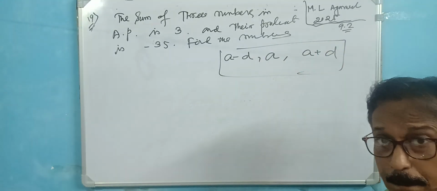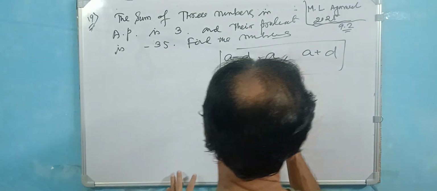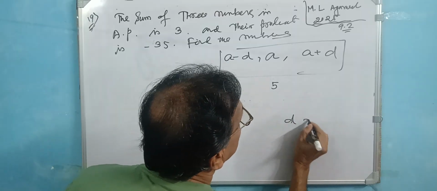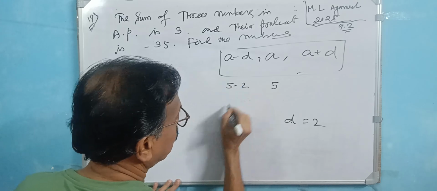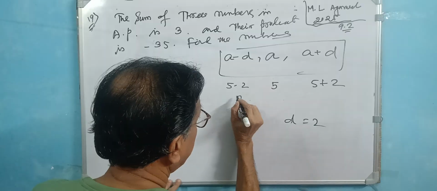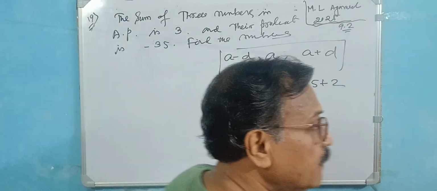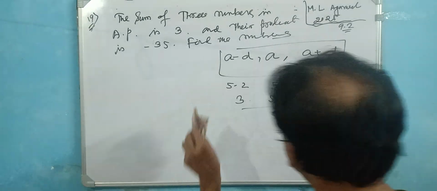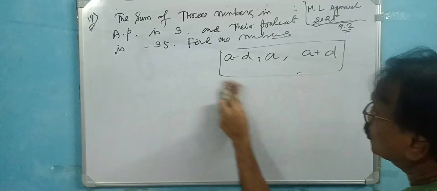So A minus D, and here is A plus D. Suppose the first term is 5 and the common difference D is 2. What is the previous term? A minus D, so 5 minus 2. And what is the next term? 5 plus 2. So ultimately this is 3, this is 5, this is 7. 3, 5, 7. In this way you take the terms, so solving will be very easy for you. For that reason we take this.